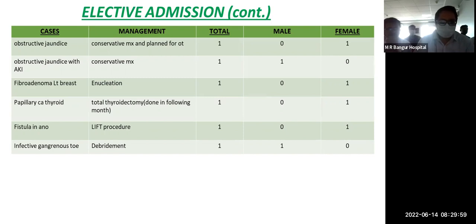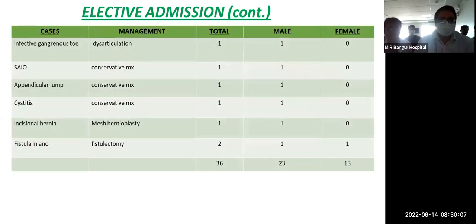One patient with fistula-in-ano, a lift procedure was done. One patient with infective gangrenous toe, debridement was done. And one patient with infective gangrenous toe, disarticulation was done. One patient with subacute intestinal obstruction, conservative management was given. Appendicular lump, conservative management was given.